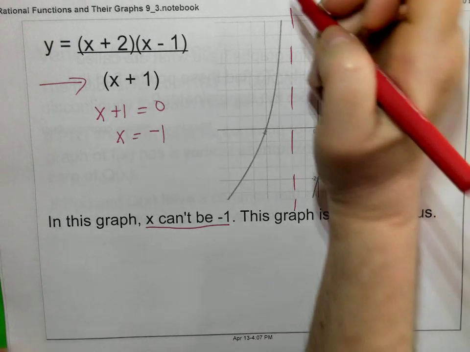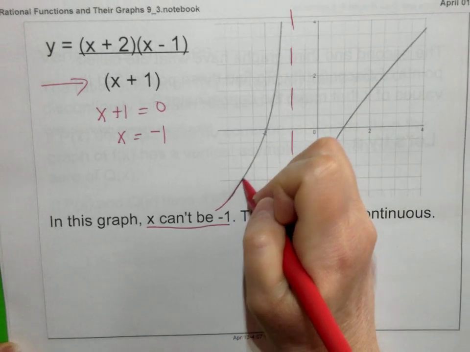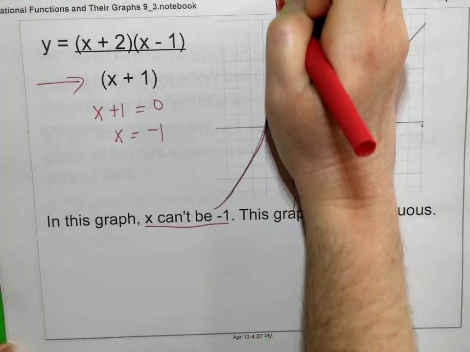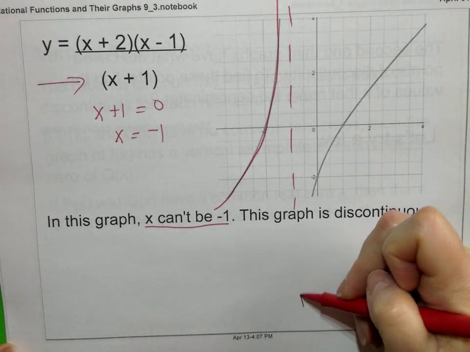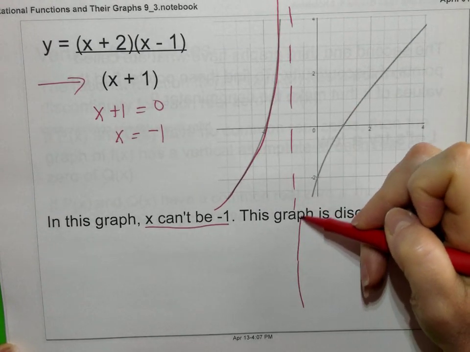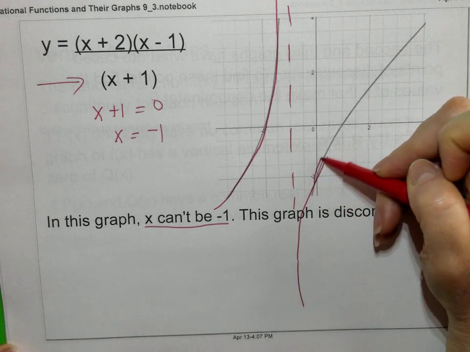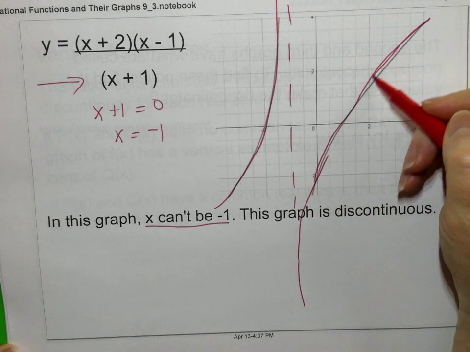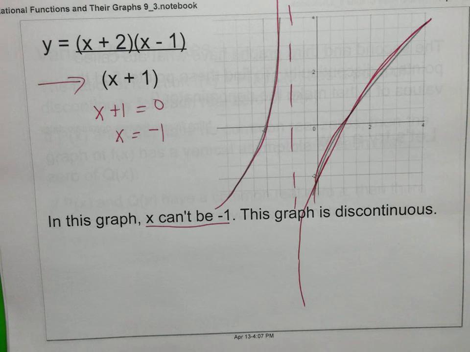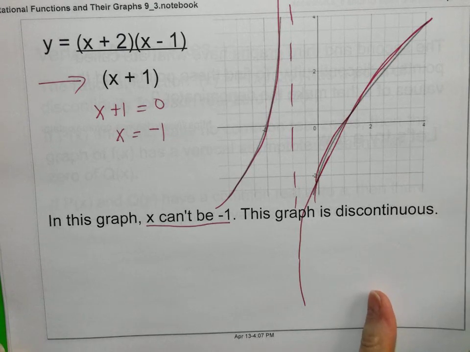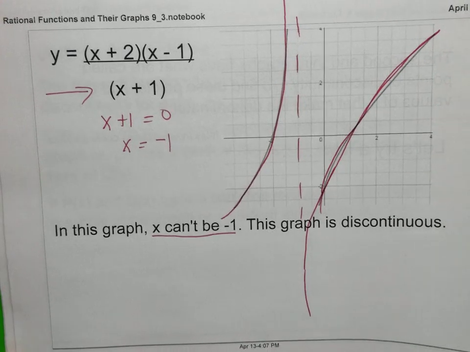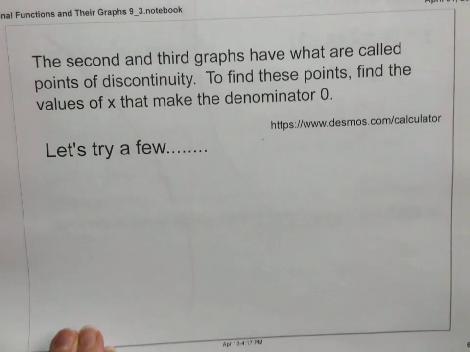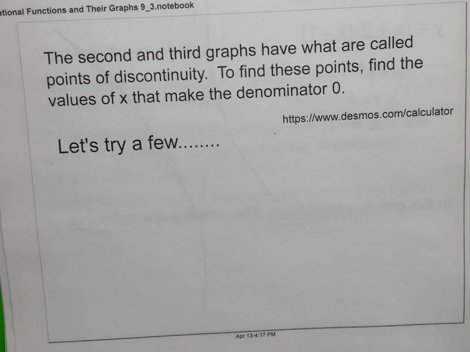Okay, so I can draw this piece over here, which is going to get closer and closer to there. Then I'm going to pick it up clear down here, and I'm going to bring it up. I'm going to grab a hold. Oh, bad drawing. And there's that one. Ew, that was really bad, but you get the idea. So this is also a discontinuous graph. It has a discontinuity. All right, the second and third graphs have what are called points of discontinuity.